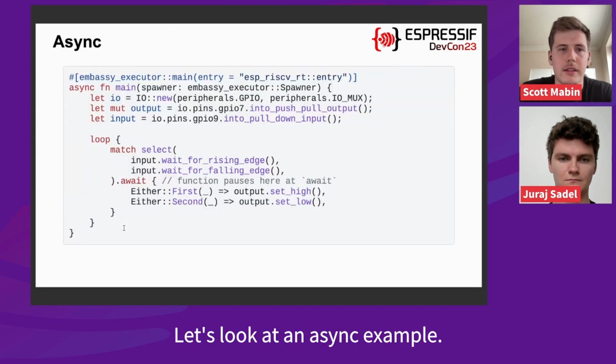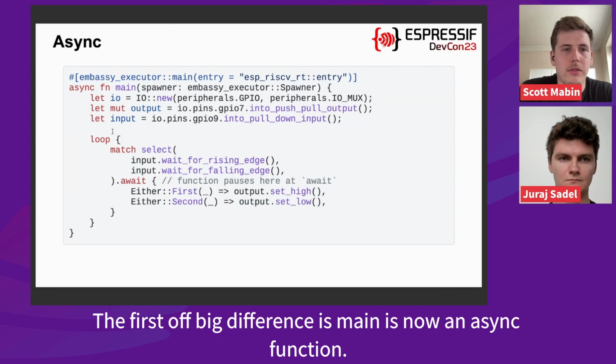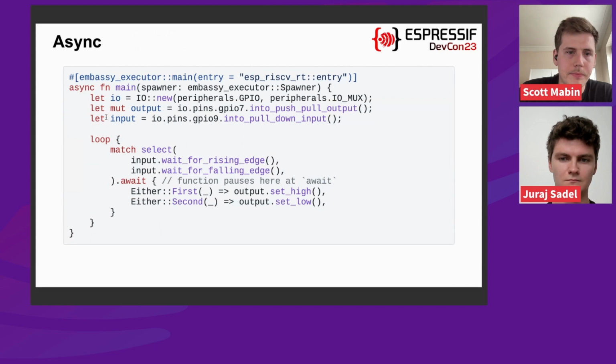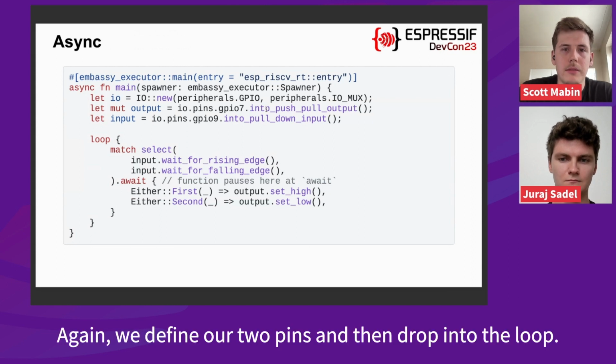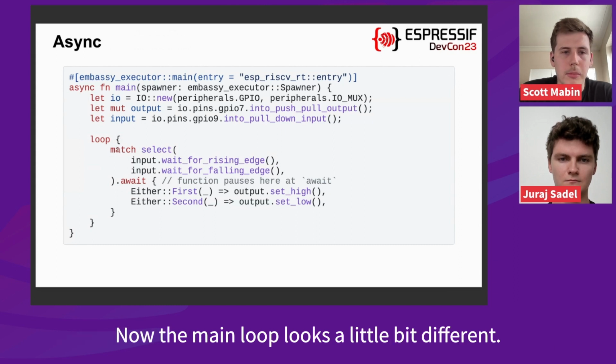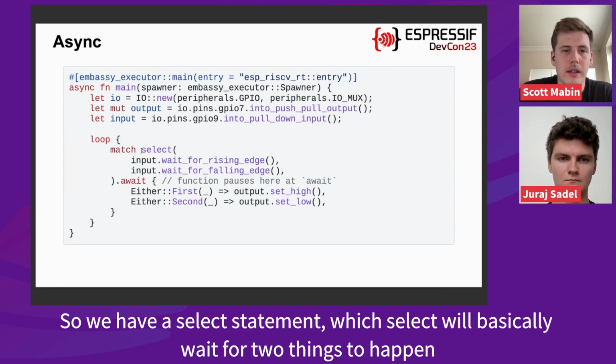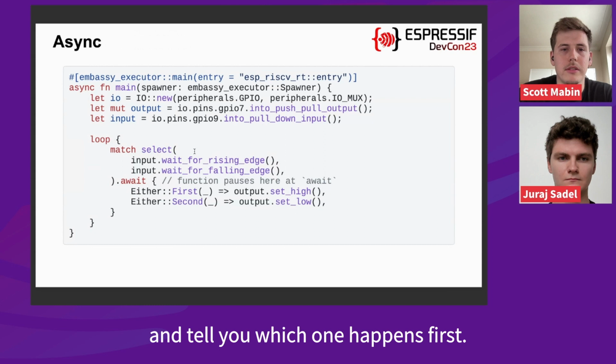Let's look at an async example. So first off, big difference is main is now an async function. Again, we define our 2 pins and then drop into the loop. Now the main loop looks a little bit different. So we have a select statement, which will basically wait for 2 things to happen and tell you which one happens first.